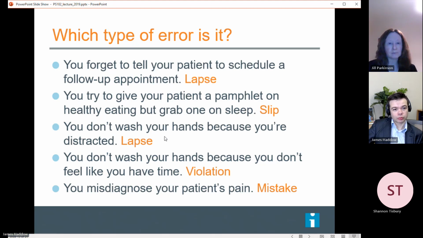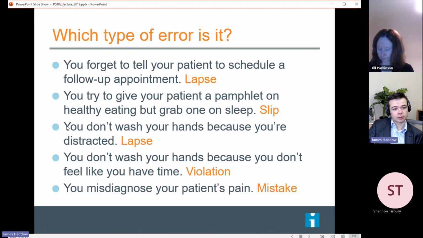So the first one is a lapse, because it's about forgetting. You know what to do, you know the right thing to do, but you just forgot. The second one is a slip. So you're intending to do the right thing, but the execution was an error. You just grabbed the wrong thing. It was a skill thing.